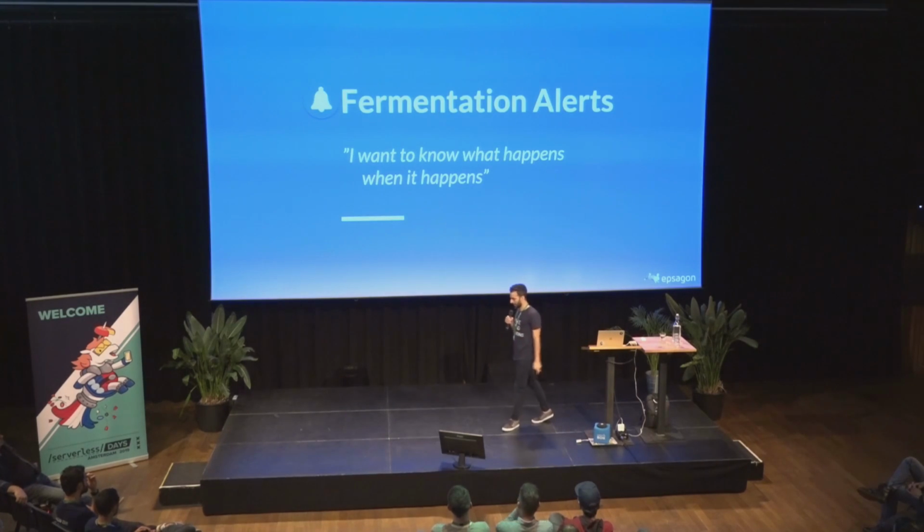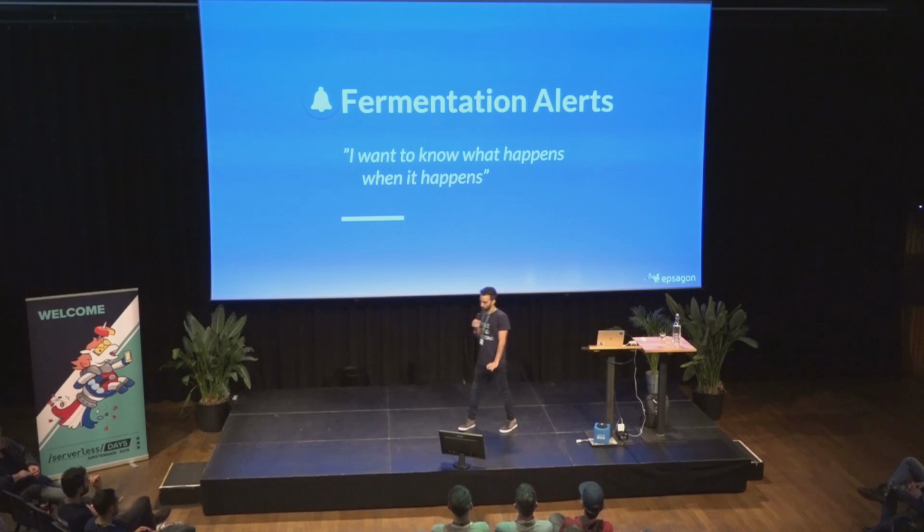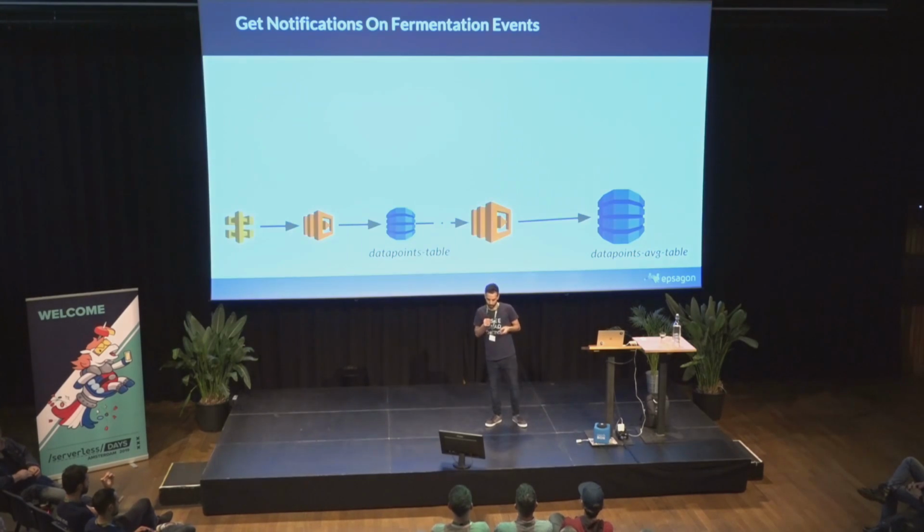So the next thing I want to talk about is that I don't want to look at the chart. Charts are nice, but I don't want to look at them all the time. I want to be able to get an alert when something is broken in my system. And if we take a look at our architecture right now, we have that Lambda that is writing to the database, and another one that is writing to the average table.